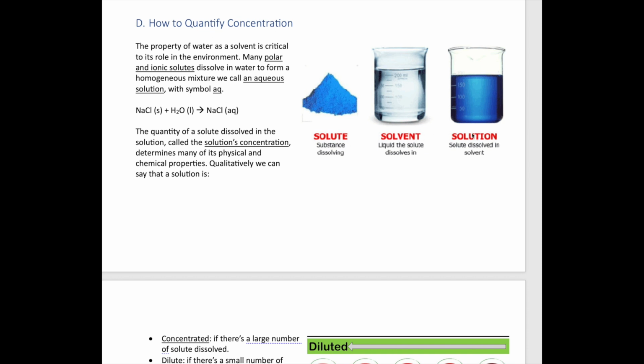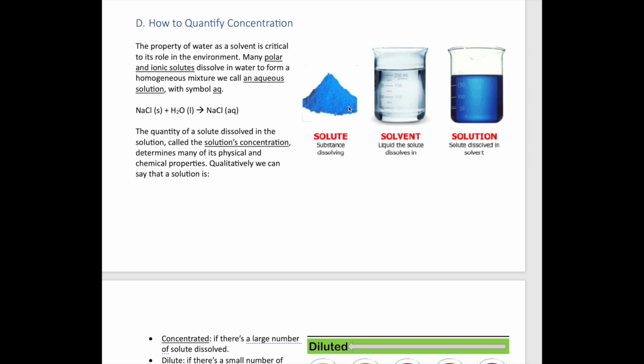In a solution, there are two components. There's the solvent, which in this case is water. When we're referring to an aqueous solution, we're talking about a water solution where water is the solvent. And then we also have a solute. And solute is the substance that's dissolving.